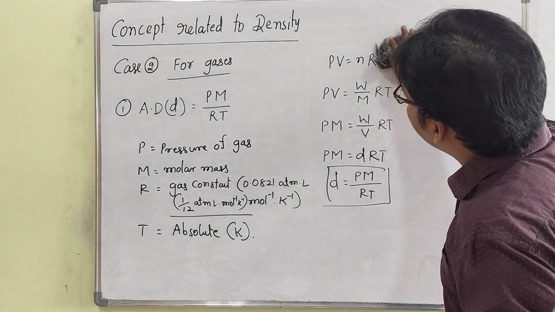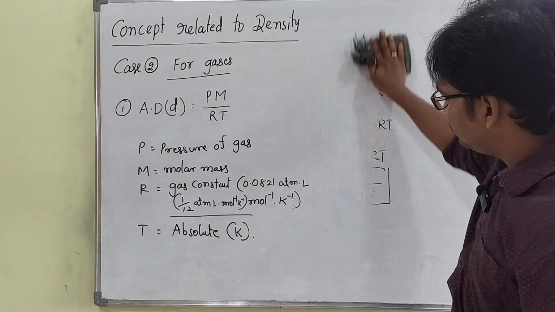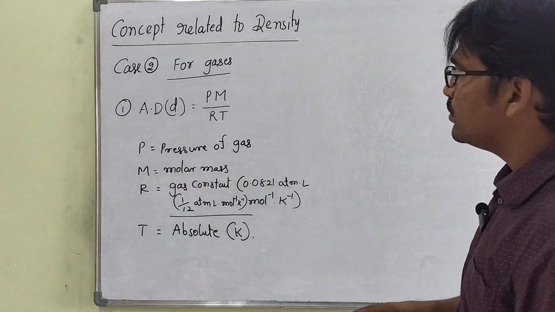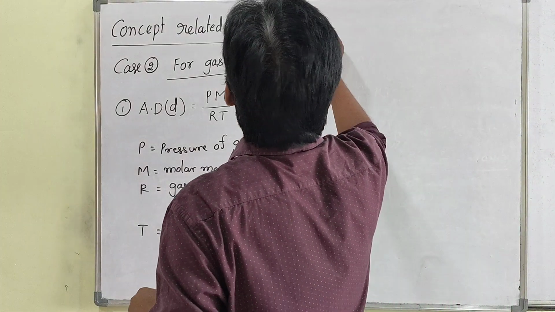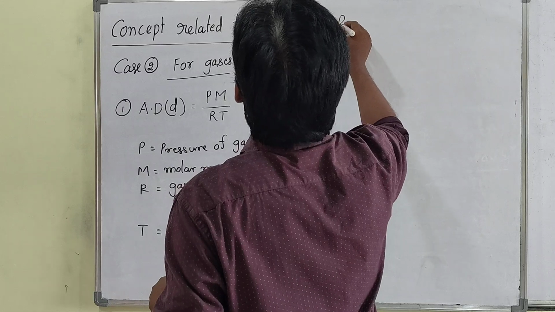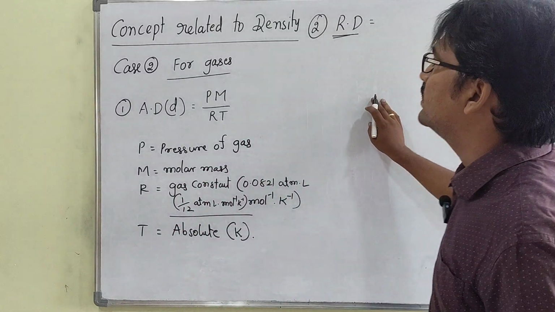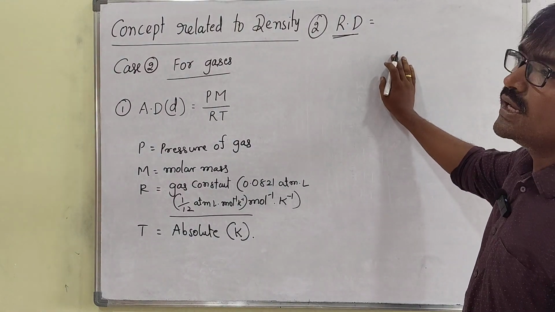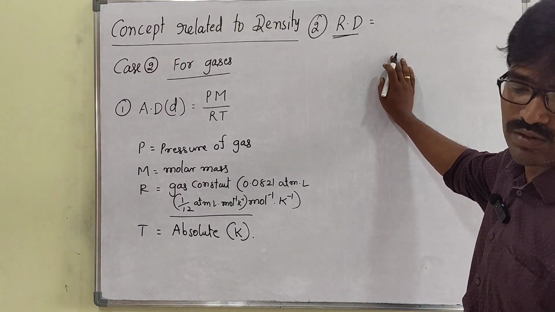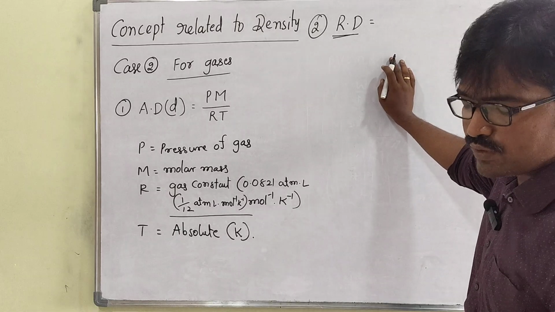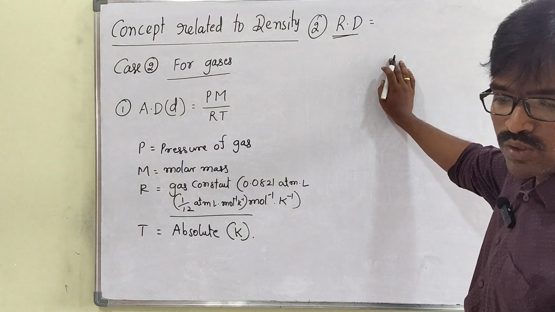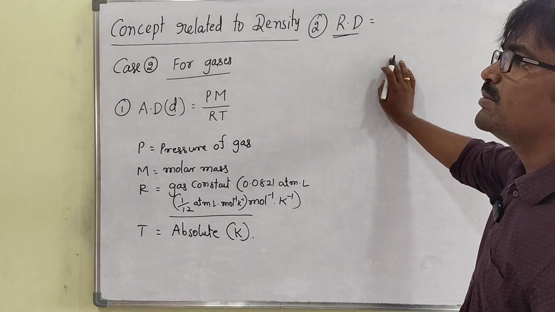Then how do we have to find out relative density? Relative density. Look at the second one. RD, we call it relative density. To find out relative density, it is the density of any gas with respect to the other gas. Density of one gas with respect to another gas at the same temperature and pressure.